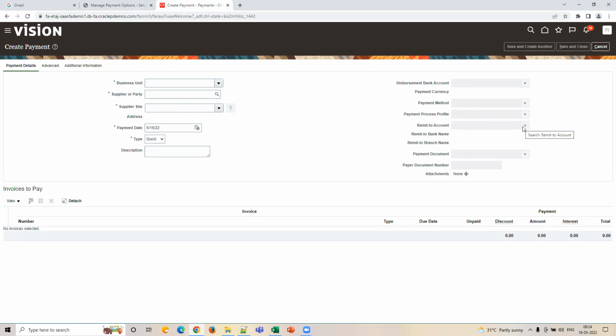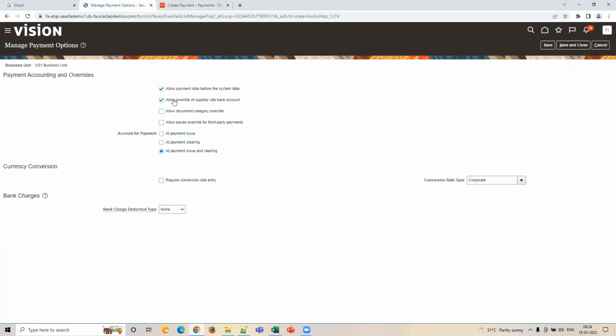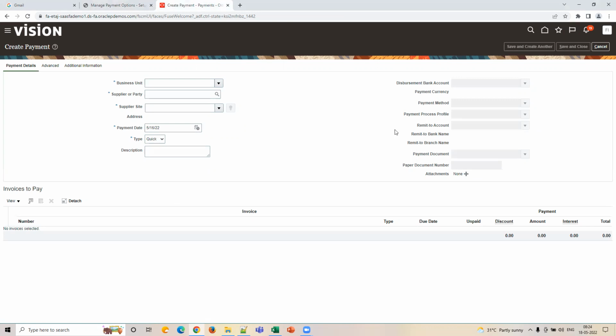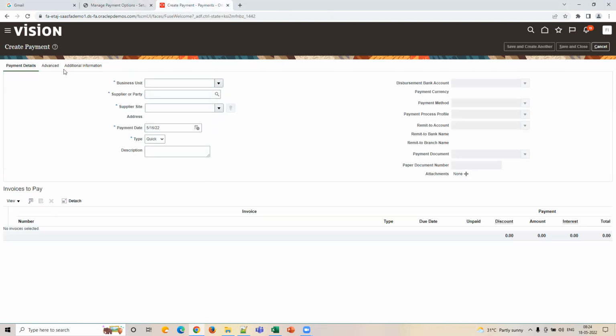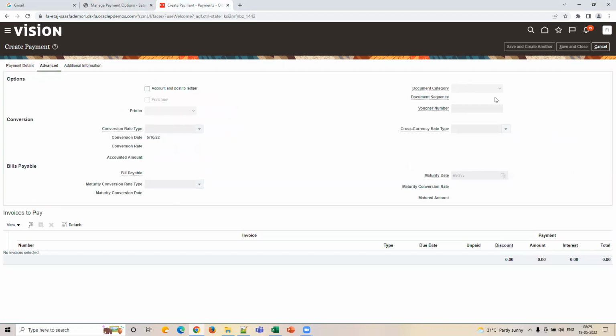Shall I allow you to change the bank account or not? To enable this option, whenever you select your supplier, this field will be allowed to change. Otherwise, it will be in a grayed-out state only. Then allow document category override, the same as you are seeing in your invoice. Here also for payment, the document category will come.